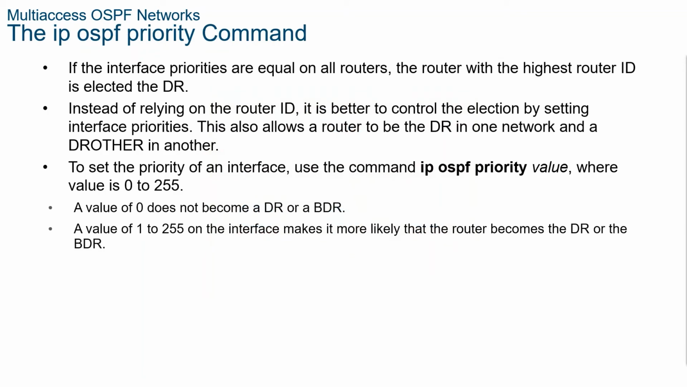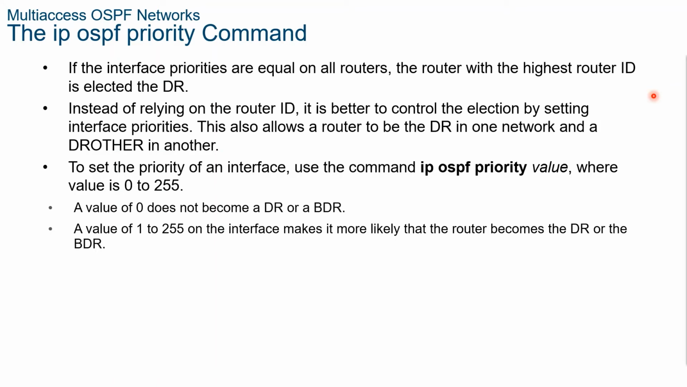Okay, so how about the IP OSPF priority command? Now, if the interface priorities are equal on all routers, the router with the highest router ID is selected as the DR. It is possible to configure the router ID to manipulate the DR/BDR election. However, this process only works if there is a stringent plan for setting the router ID on all the routers. So configuring the router ID can help control this. However, in a large network, this can be cumbersome.